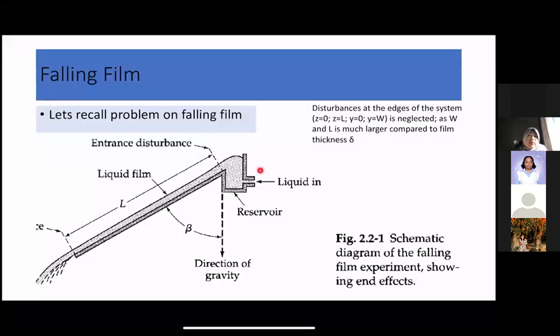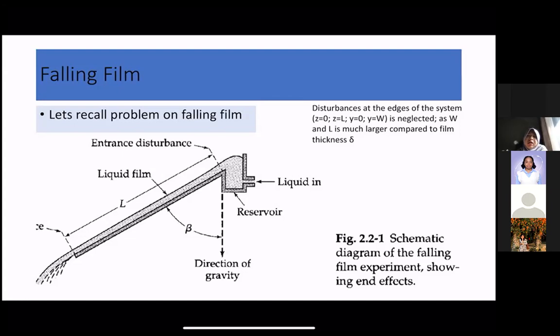Okay, so in this falling film, as you can see, there is a reservoir here with the liquid in, and then there is an end effect over here, but we will ignore the end effect. And then the disturbances are neglected, and the W, or the width of the falling film, is actually much larger compared to the film thickness, so we can write it as W. Okay, and like that.